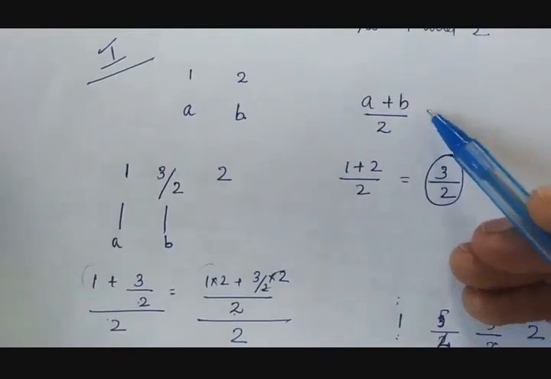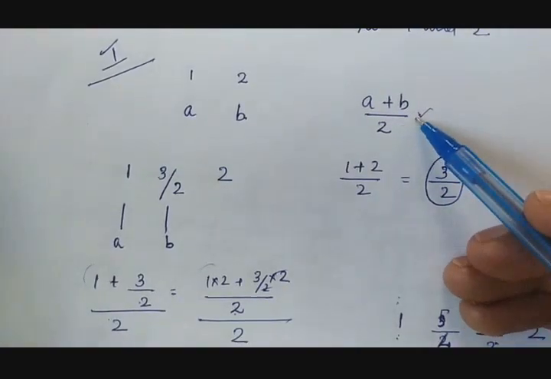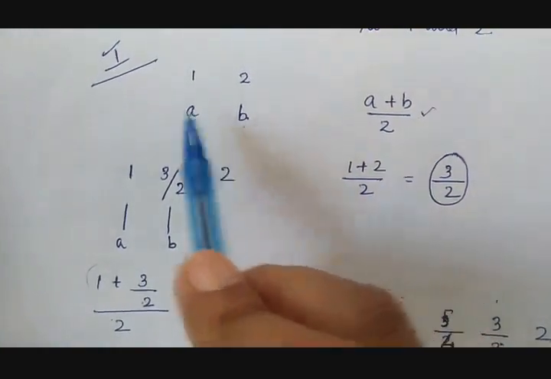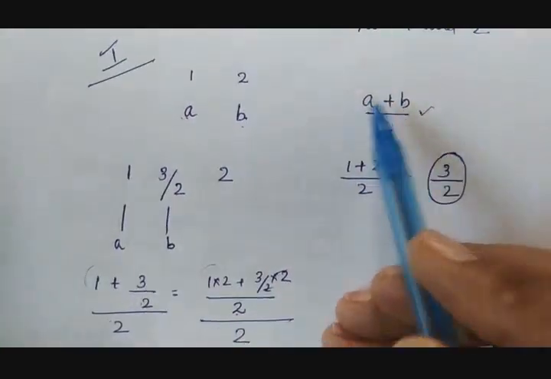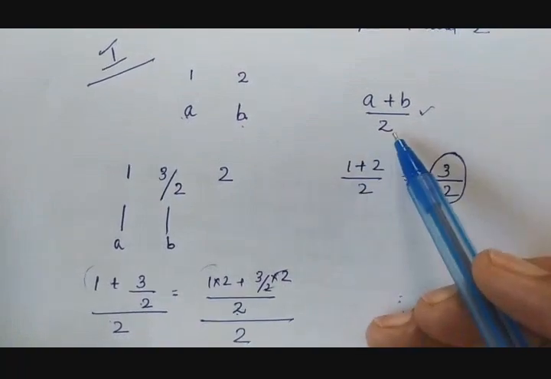We find out all these values by using the expression a plus b divided by 2. That is, the two values are taken as a and b, and the sum of these is taken and divided by 2.